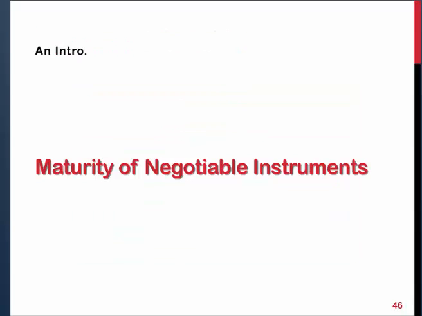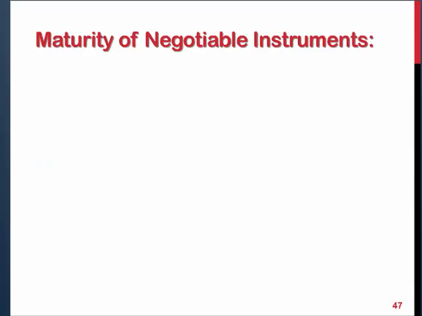Students, now we will go further. Now we will discuss the maturity of negotiable instruments. Maturity is the date of any instrument at which its payment becomes due. Any instrument is at maturity on the third day after the day on which it is expressed to be payable.